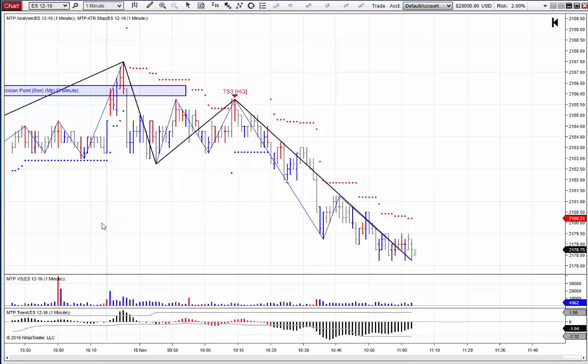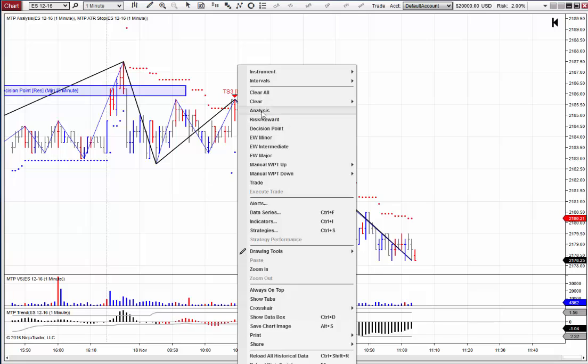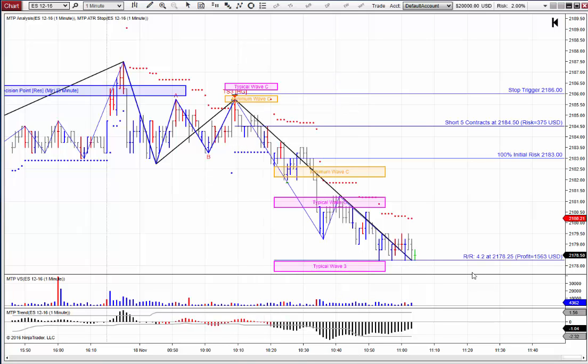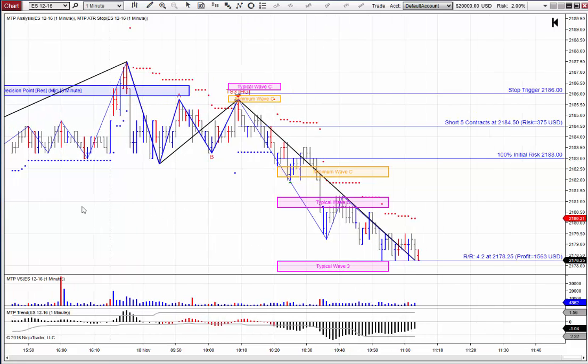So hopefully this has been a good video to show you a couple of the new features, in particular how this MTP trend turned over as the market reversed off our major support, and then also our Holy Grail trade setup, which as you can see has just produced a very nice profit of just over 4 times the initial risk on the ES. So a great example of the new features we have in our NinjaTrader 8 add-ons.